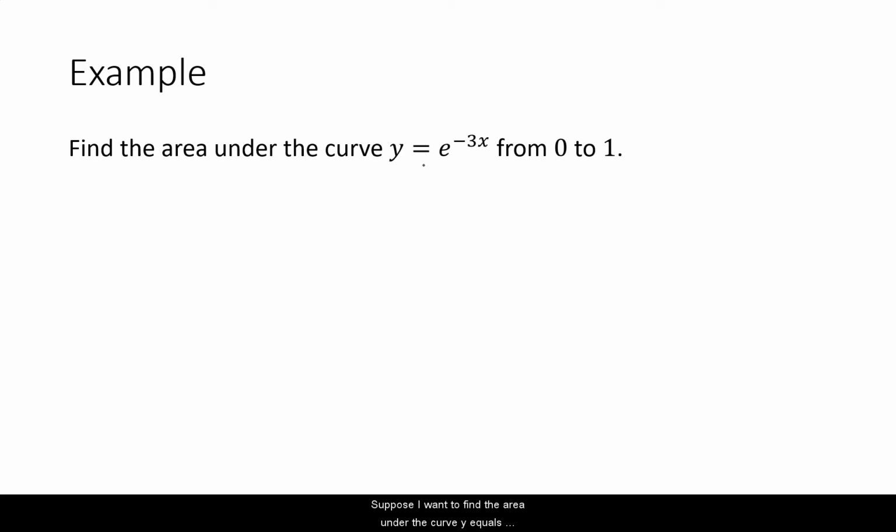Suppose I want to find the area under the curve y equals e to the negative 3x from 0 to 1. In this case, e to the negative 3x, we can imagine, would be this exponential decay graph. So from 0 to 1, we're looking at the area of this region here. So we'll integrate, find the area from 0 to 1, e to the negative 3x dx.